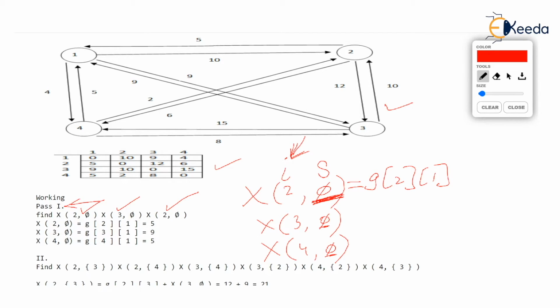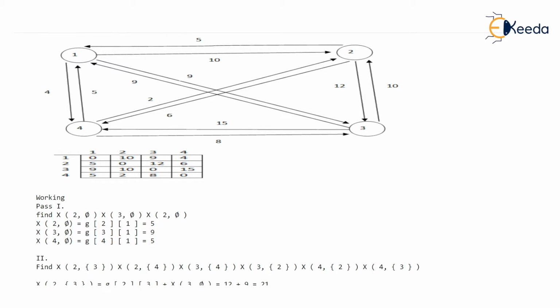Similarly, X(3, null set) will be G31. Check this, what I am ticking. And X(4, null set) is going to be 4 to 1. Obviously 4 to 1 is 5 as given. And this ends pass 1, where we kept the cardinality of set S as 0. There were no members in set S. Of course, vertex 1 is always there in set S.